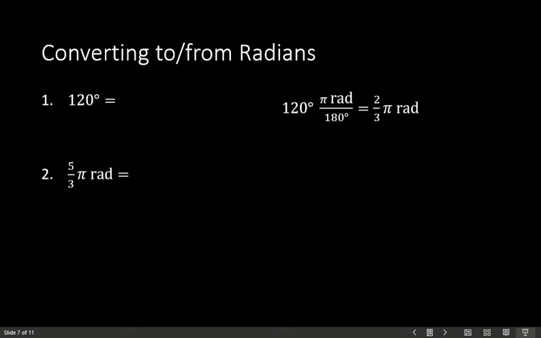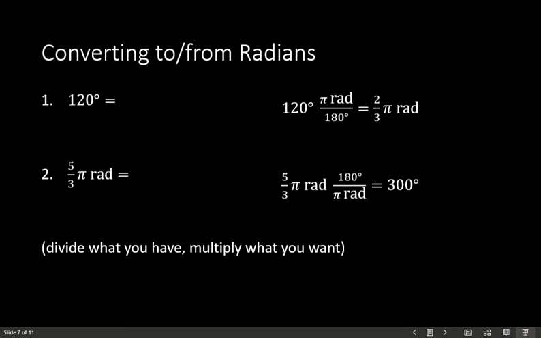If we do this backwards, you've got 5/3 pi radians, for example. In this case, we're going to divide by pi radians, and we're going to multiply by 180. The pi radians cancels, the pi and the radians. So all we need is 5/3 of 180. 180 divided by 3 is 60, times 5 is 300. So 300 degrees. Divide by what you have, multiply by what you want.